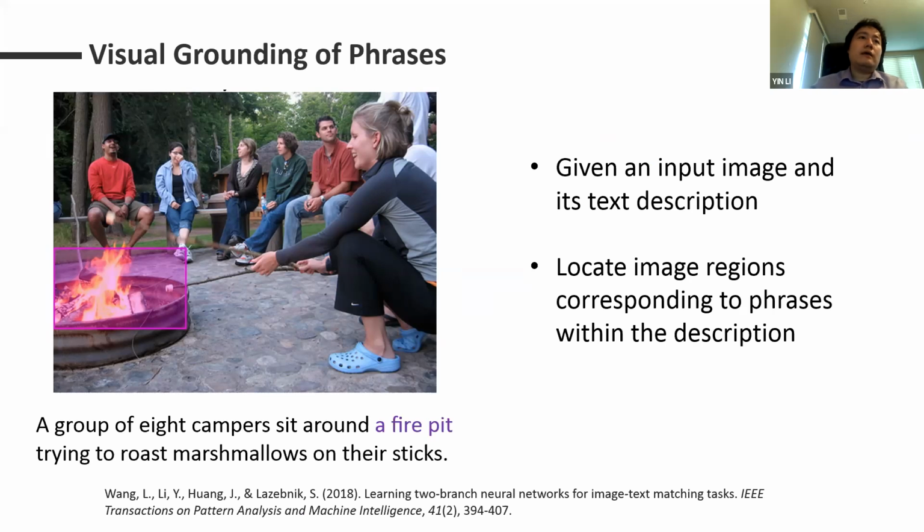So for example, here, this purple region is what we call the file pit in the text description. So that's the setting of what we call visual grounding of phrases, sometimes known as phrase grounding or phrase localization. The basic setup is that the algorithm is presented with an image and its text description, and is tasked to localize the phrases within the text description within the image in terms of a bounding box of image regions.